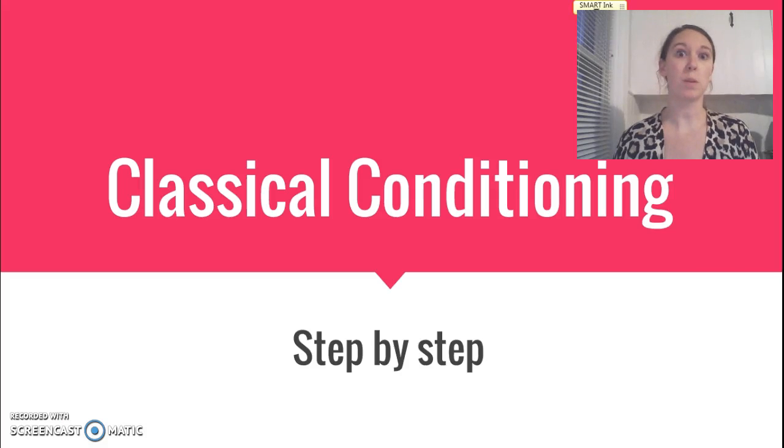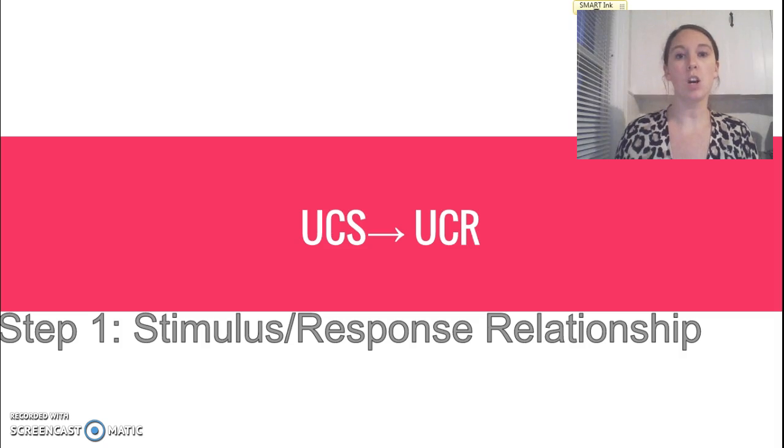So I find it helps with classical conditioning, especially when trying to apply the elements of classical conditioning to novel situations, to break the whole process down step by step into something that's similar to a mathematical equation or a flow chart. So if we start with step one, that's the stimulus response relationship.